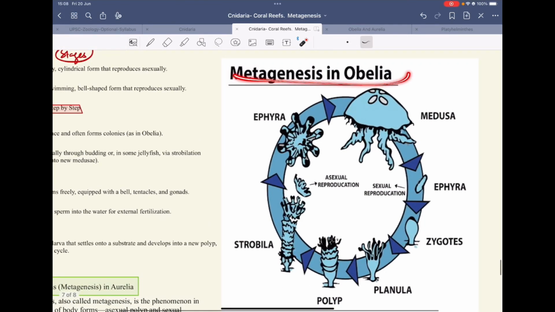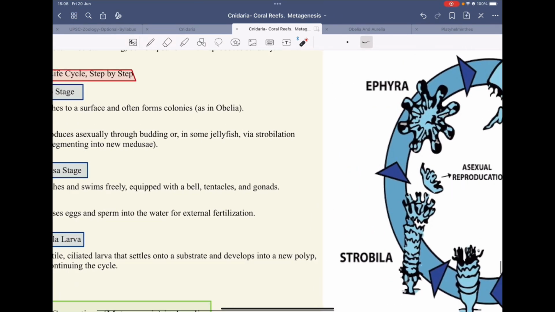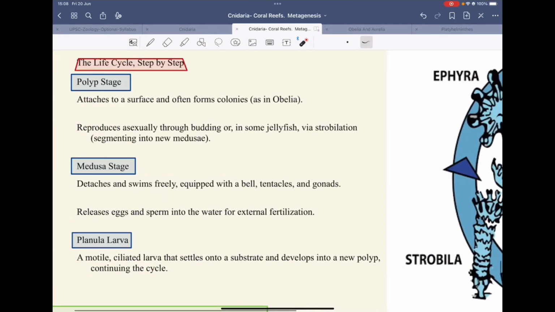So you can see the metagenesis in Obelia. The medusa is umbrella shaped and it's sexually reproducing. You can see there is formation of sexual reproduction. Ephyra is formed, then there is zygote formation. Zygote gives rise to planula larva. Then there is polyp, and this polyp stage gives asexual reproduction. It produces the ephyra, which is the juvenile medusa. This juvenile medusa grows into medusa. It will be more clear in the topic of Obelia.